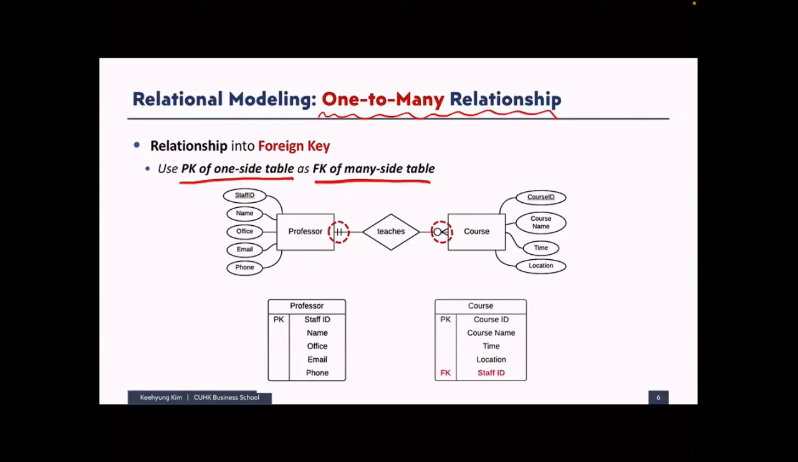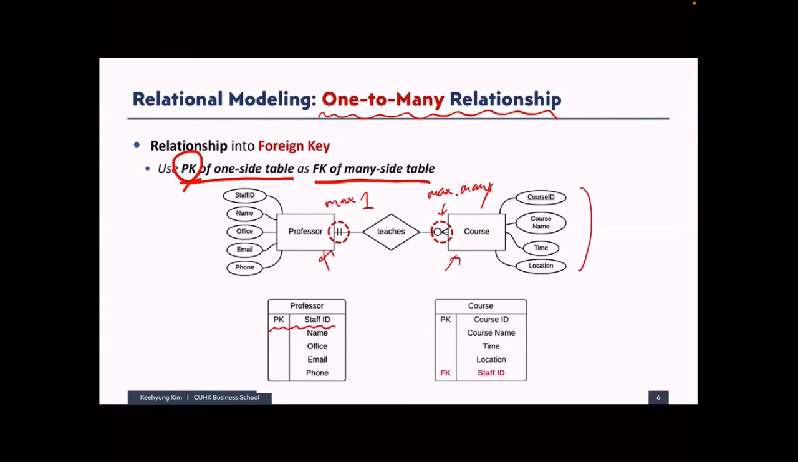So here, this is a one-to-many relationship again. On the professor side, the maximum cardinality is 1, so we call this the one side table. On the course entity side, the maximum cardinality is many, so we will call this course table the many side table. What we do is very simple. The primary key of the one side table, which is step ID, we are going to use that as a foreign key of the many side table.